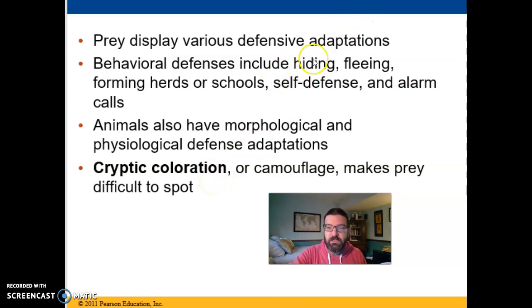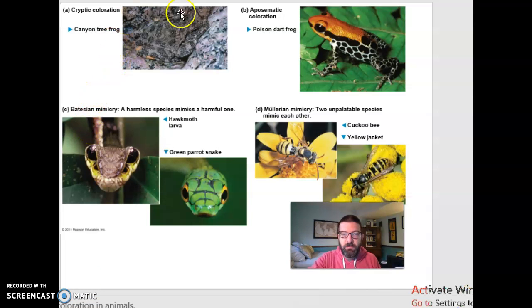All right, it makes this easier. Camouflage, for instance, makes prey difficult to spot. So here you can see an example of cryptic coloration. Or maybe you can't see it, because this canyon tree frog looks a lot like the rocks that it lives on in the canyon. But cryptic coloration is not the only kind of coloration that prey species can evolve.